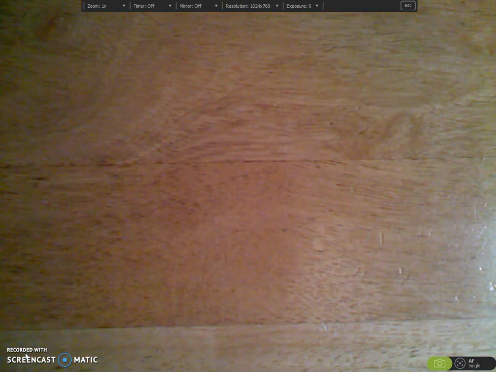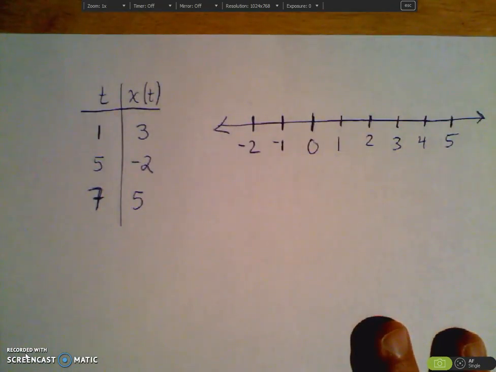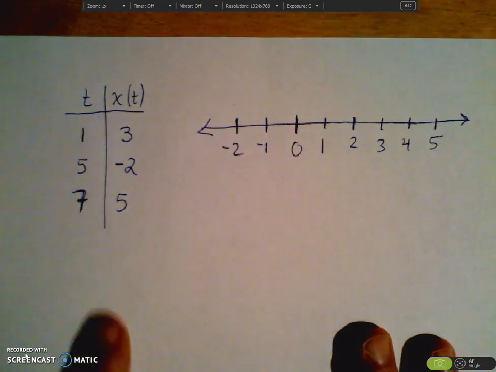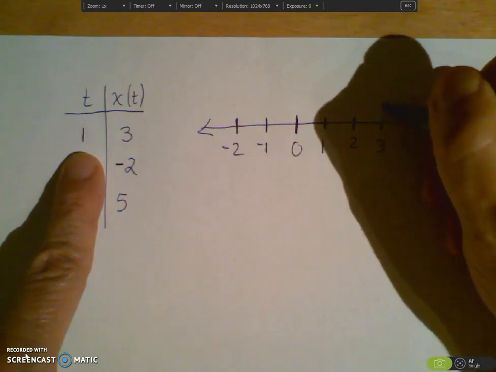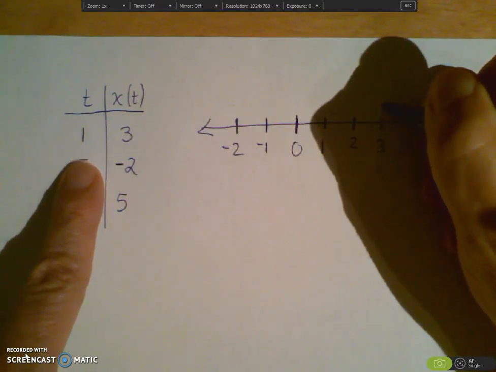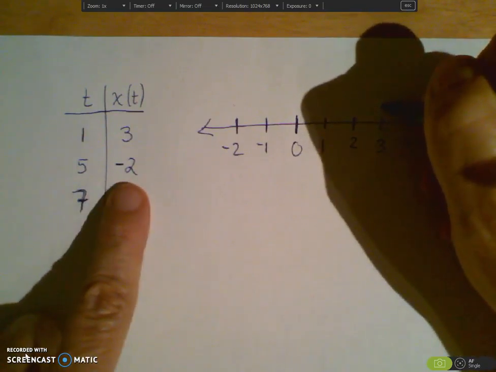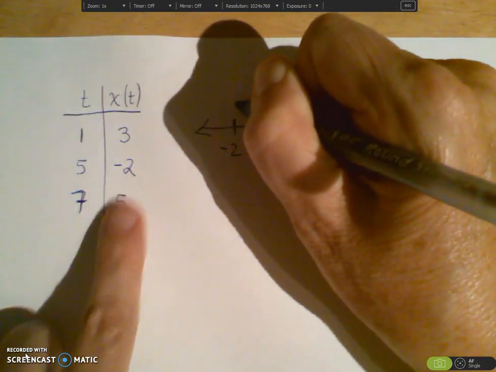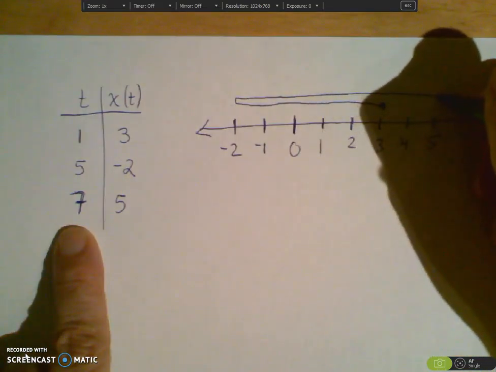Let's look at a few examples. Here, we've got a chart. This shows you the position of a particle at various time values. Notice at time 1, our particle is located at 3 on the number line. And then, this is a critical point. At time 5, our particle has traveled to -2. And then, at time 7, it's going to be back here at +5.